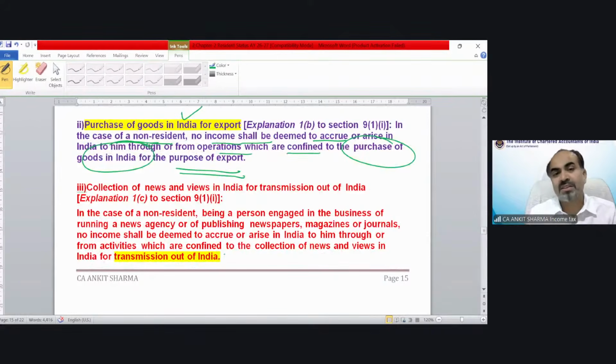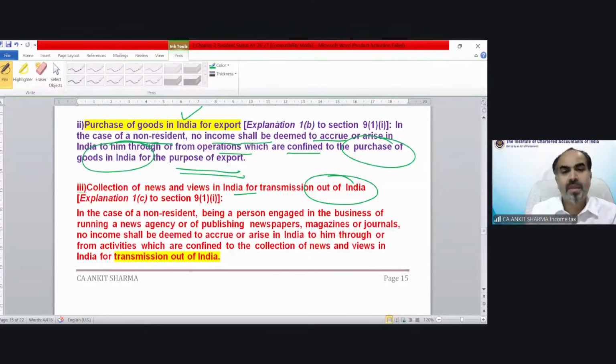Now, the third point is collection of news and views in India for transmission out of India. So if any news agency is just collecting news from India, only collection, they are not telecasting those news in India and earning any income from advertisement, etc. No, they are just collecting news. In the same way, as per point number 2, somebody was collecting goods from India. So out of that income, whatever he earned, no tax.